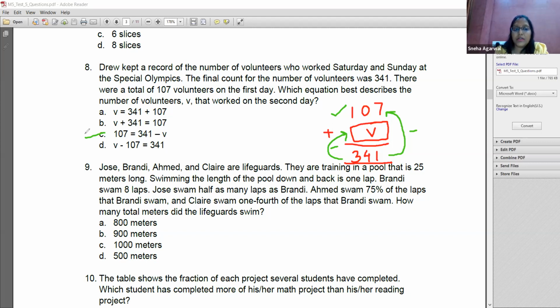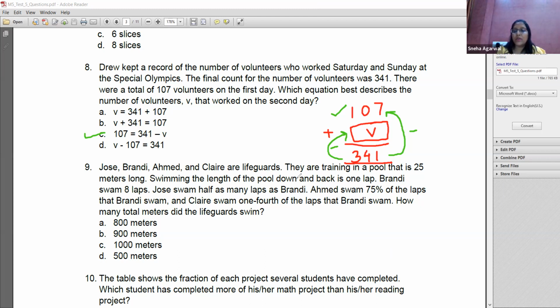Okay. Next one. Joe's, Brandy, Ahmed, and Claire are lifeguards. They are training in a pool that is 25 meters long. Swimming the length of the pool down and back is 1 lap. Brandy swam 8 laps. Joe swam half as many laps as Brandy. Ahmed swam 75% of the laps that Brandy swam, and Claire swam 1/4 of the laps that Brandy swam.